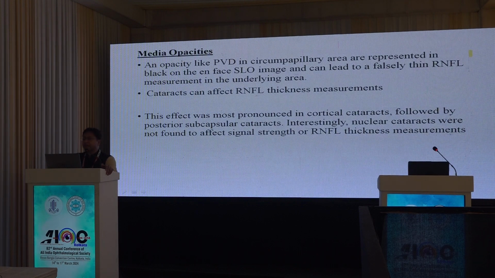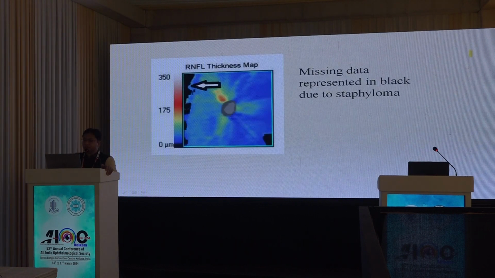Media opacity is again one of the confounders for this. In very thick cataracts, sometimes we don't get a good signal strength, so the data is not reliable. But at least we can go for that. For the vitreoretinal patients, someone having a PVD or another thing, at least look for media changes or media opacity, because these black areas will block the signals, and in that area the RNFL thickness may change because of that.